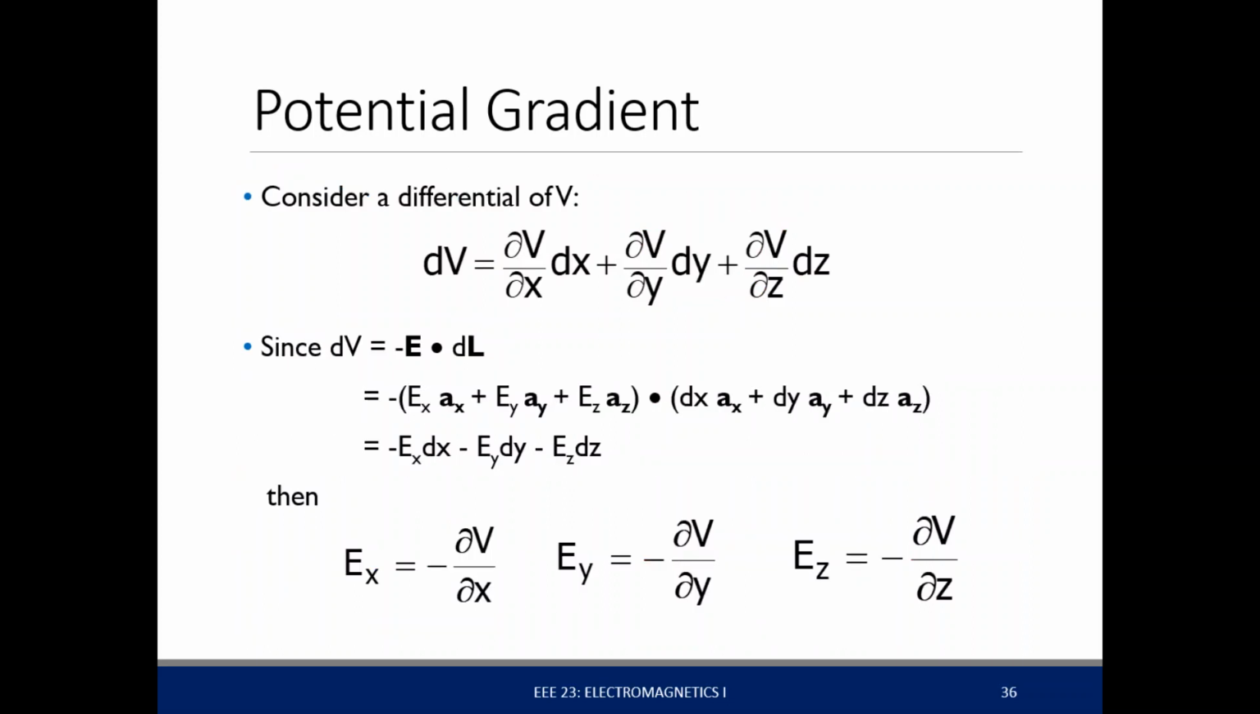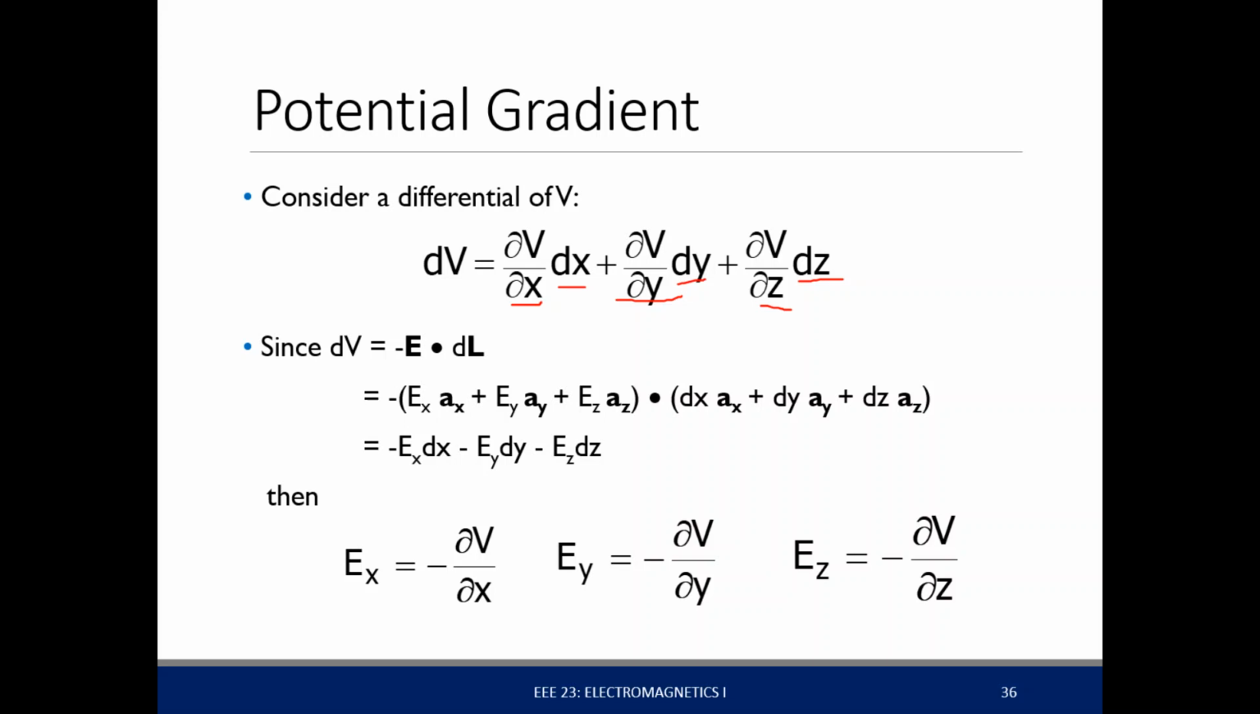So how do you relate then the three-dimensional electric field to your scalar potential field? How do we use the gradient then? So first, consider the differential element of V. Basically, your differential element changes in three directions, X, Y, and Z. So the differential of V is equal to the sum of the partial derivatives of V in the three directions multiplied by the change that is going in that direction.